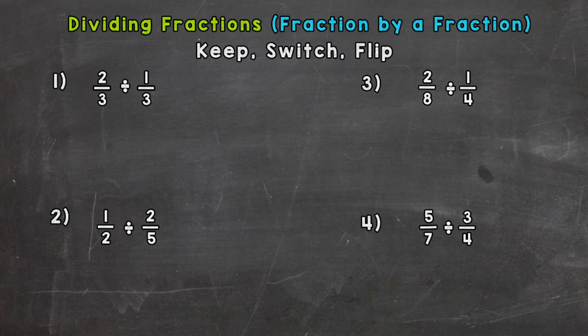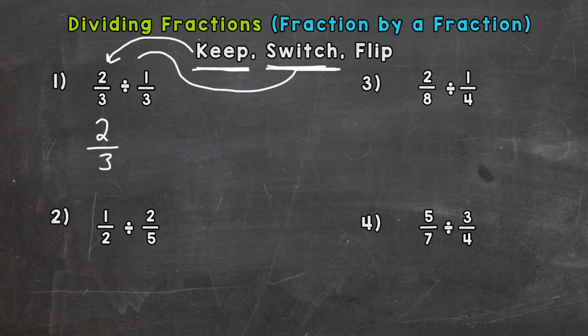So let's take a look at our steps for dividing fractions. And the first step is keep. So that means we're going to keep our first fraction as is as we rewrite this problem. So 2/3. Next, we have switch, which means we are going to switch this division sign to multiplication. So we're actually going to do the opposite of division.